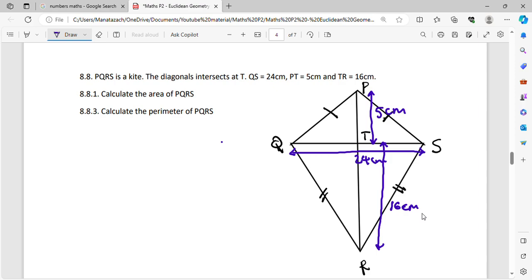Okay, so now let's calculate the area of PQRS. The area of a kite is half the first diagonal multiplied by the second diagonal. So we know that the first diagonal is QS, which is 24 centimeters. Then the second diagonal is PR, which will be PT plus TR.